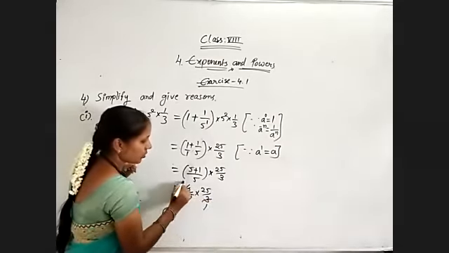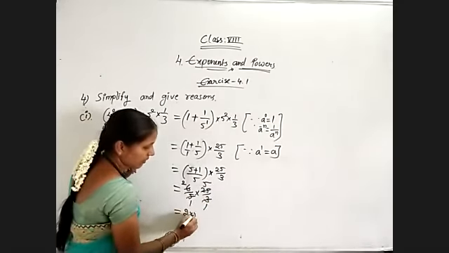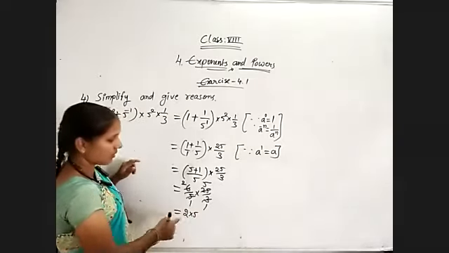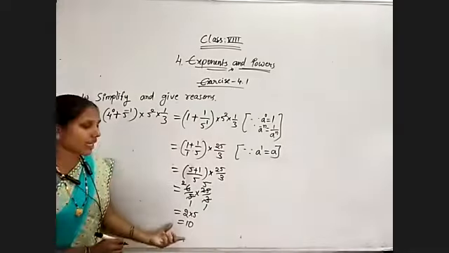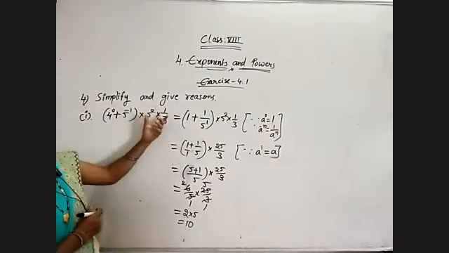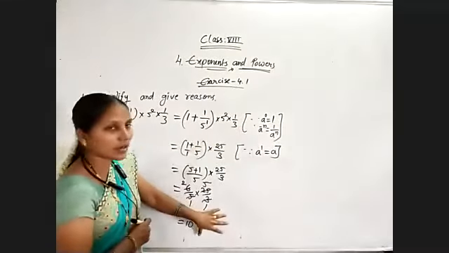3 ones are 3, twos are 2; 5 ones are 5, fives are 5. So 2 into 5 by 1 into 1. 1 into 1 is 1 itself. 2 fives are 10. So what will be the answer for this expansion? 10. And what are the formulas we have used? These many formulas we have used and simplified.